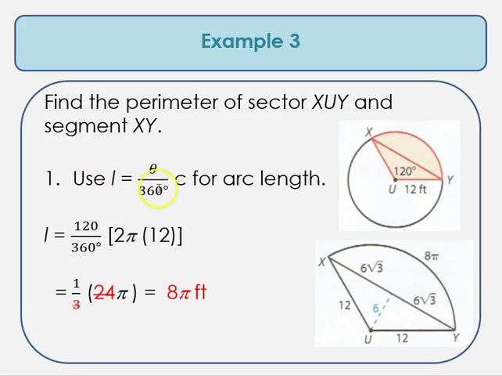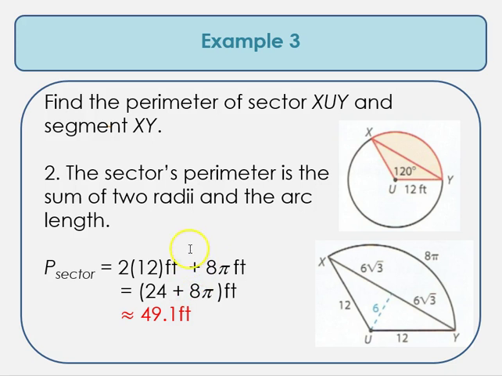So we use our arc length formula, and arc length equals 120 degrees over 360, 2 pi 12 feet, or 2 pi r. 2 times 12 is 24, so we have 24 pi. 120 over 360 reduces to 1/3. 24 can be divided by 3, which is 8, and so our arc length is 8 pi feet.